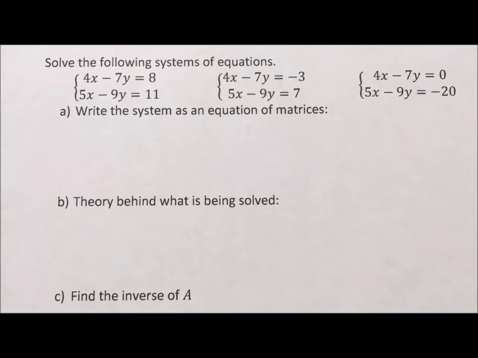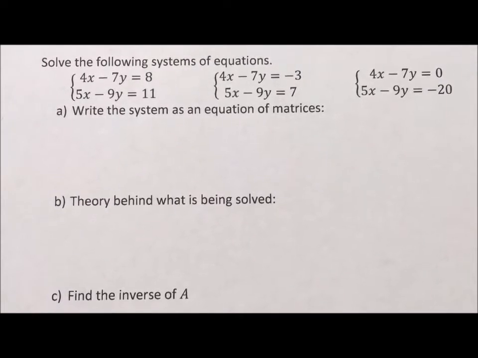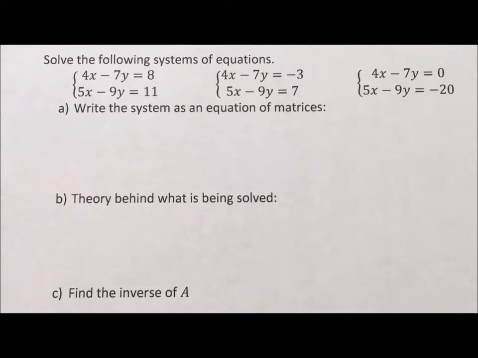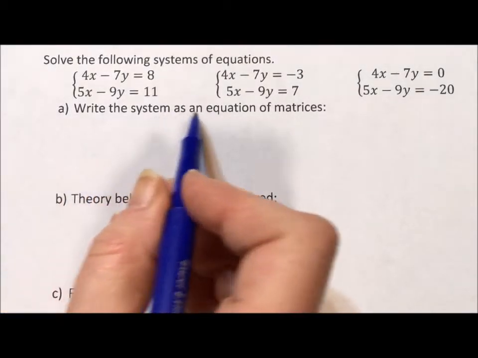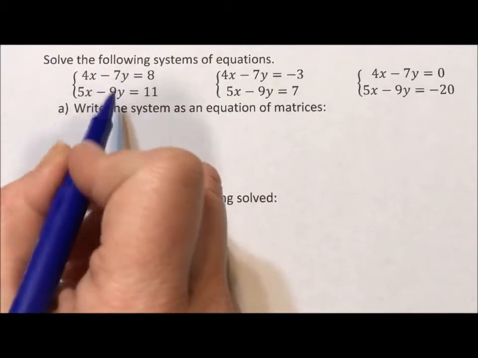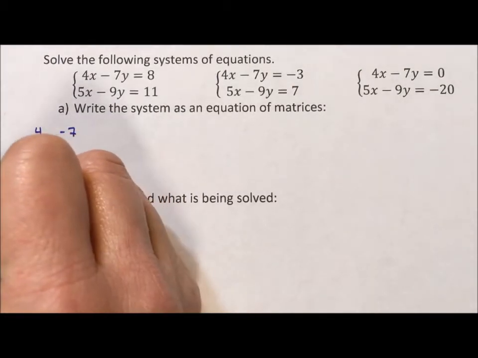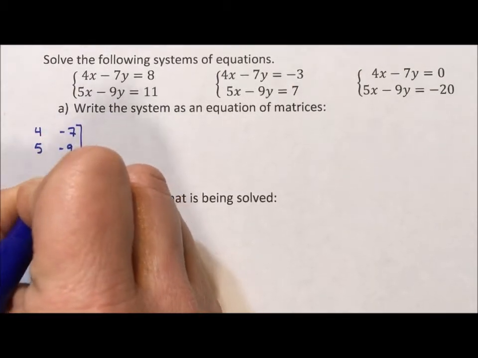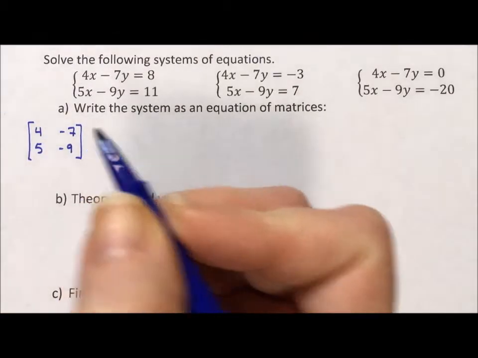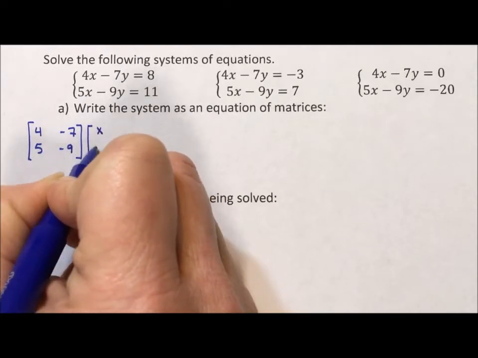Today I'm doing a series of videos on finding the inverse of a matrix. And this is one of the applications we can utilize the inverse matrix for. It first says, write the system as an equation of matrices. What that means is we start by writing the coefficients: the 4, the -7, the 5, the -9. This is what we're used to when doing elimination methods with matrices. But then we're going to write another matrix with the x and y.